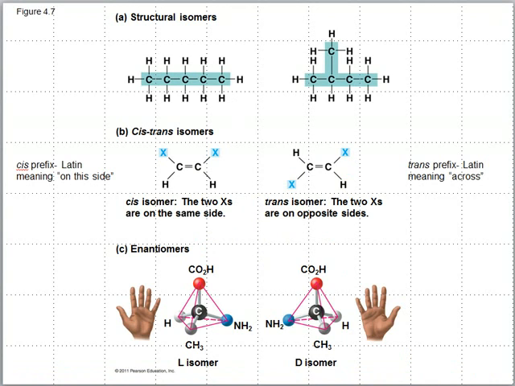All right, so just a little bit further discussion on isomers. Again, isomers are compounds that have the same molecular formula, but they have different structures. They have different three-dimensional shapes because of the way that they are put together.